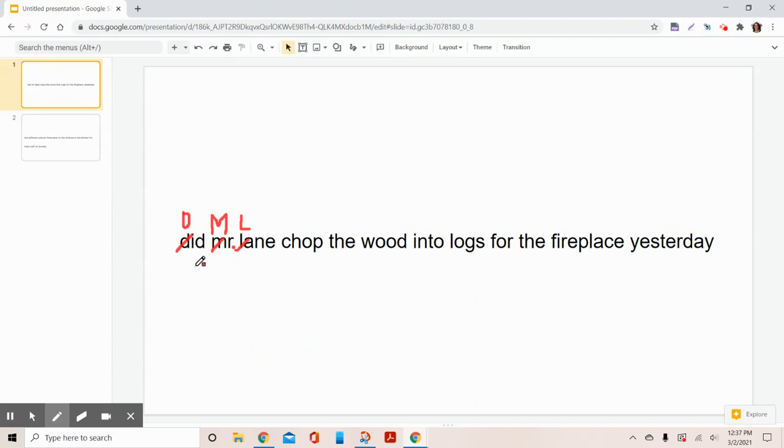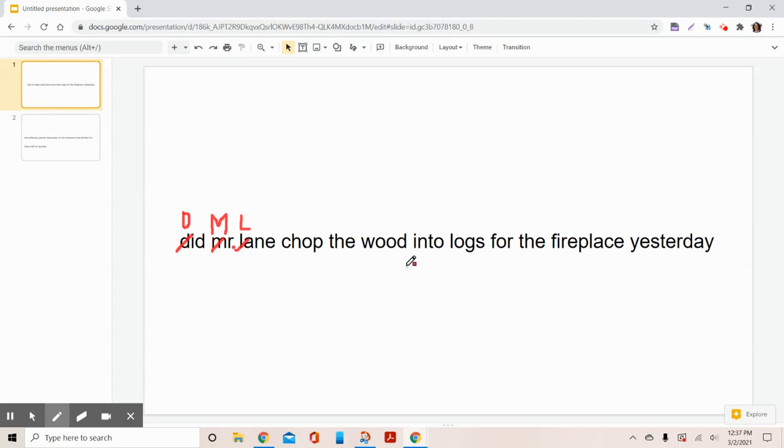The next noun that I see in the sentence is the word wood. Wood is the name of a thing. Wood is a thing. Is this a general name or is this a specific name? This is just a general name. We don't know what wood they're talking about. Wood is a common noun. Is this a singular common noun or is this a plural common noun?